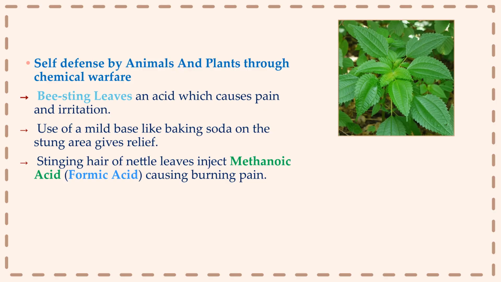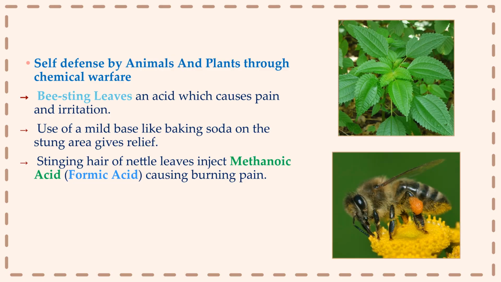Plants and animals have evolved chemical defenses. For example, stinging nettle leaves inject methanoic acid, and certain bee stings cause pain due to the acid injected. Baking soda is often used to provide relief.